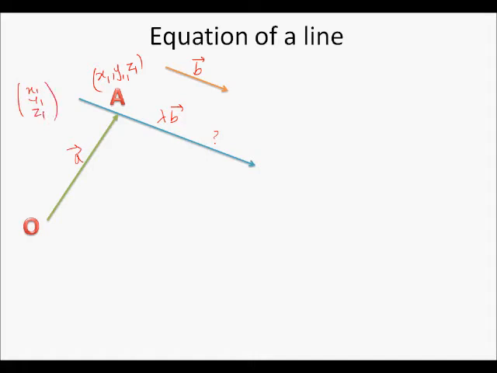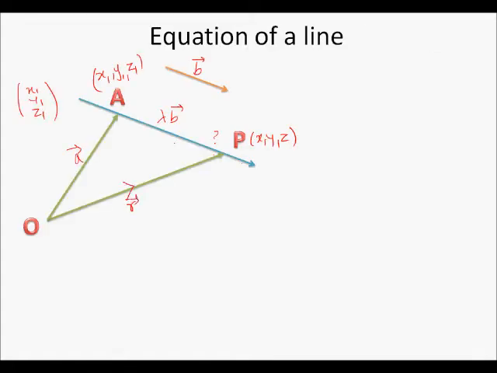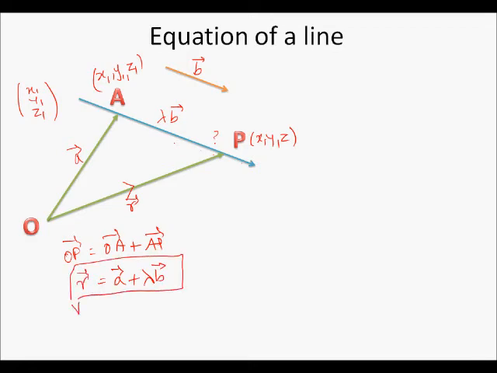In order to find the equation of this line, we need a moving point P, which we take as x, y, z. If you are able to find the position vector OP as P moves anywhere on this line, we get the equation of the line as we do in locus. Now what is OP? Let's take OP as r. You can see that r, that is OP, is nothing but OA plus AP using the triangle law of addition. So OA is a and AP is lambda b, right? So r is equal to a plus lambda b, which is the vector form of the equation of a line.